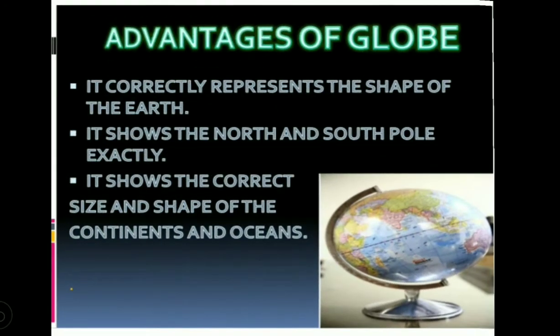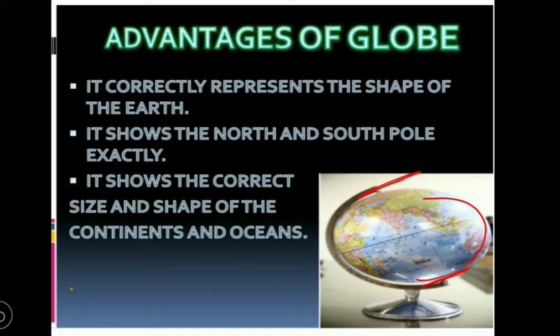And next we go through the advantages of globe. It correctly represents the shape of the earth, how our earth exactly looks like. Our earth looks flattened at the pole sides and bulges in the middle.